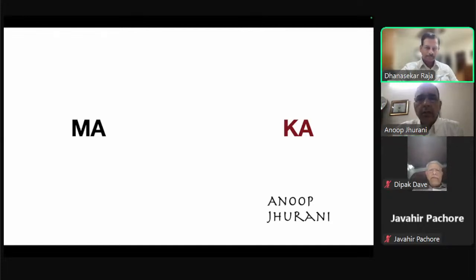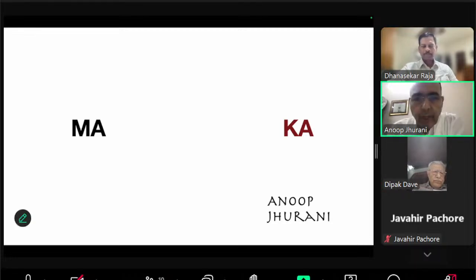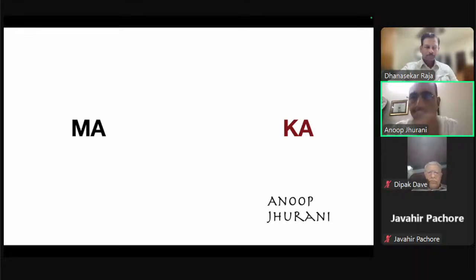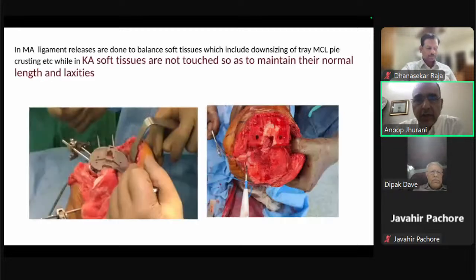Yes, Anoop. All right. Since this program is for FNB students and the younger crowd as well, I'll start with some basics and highlight the difference between mechanical alignment and kinematic alignment, and why we are questioning mechanical alignment in spite of its success for the last 2 decades. There are certain valid reasons.